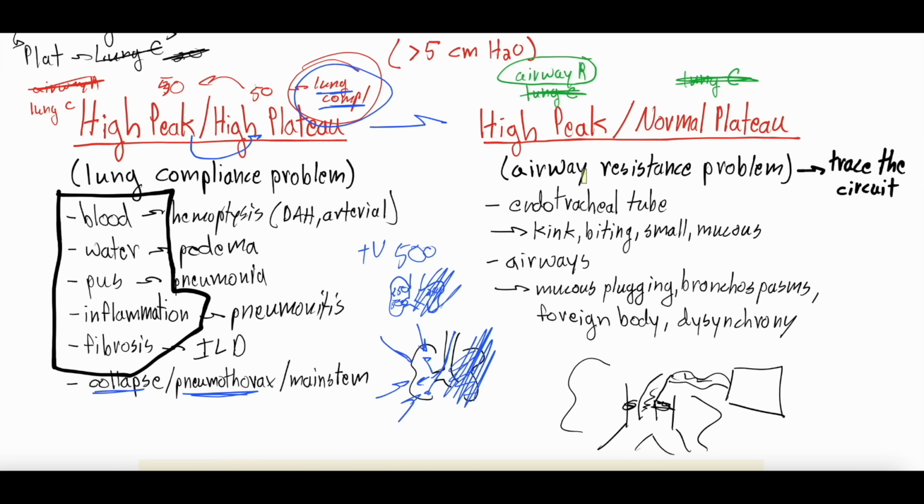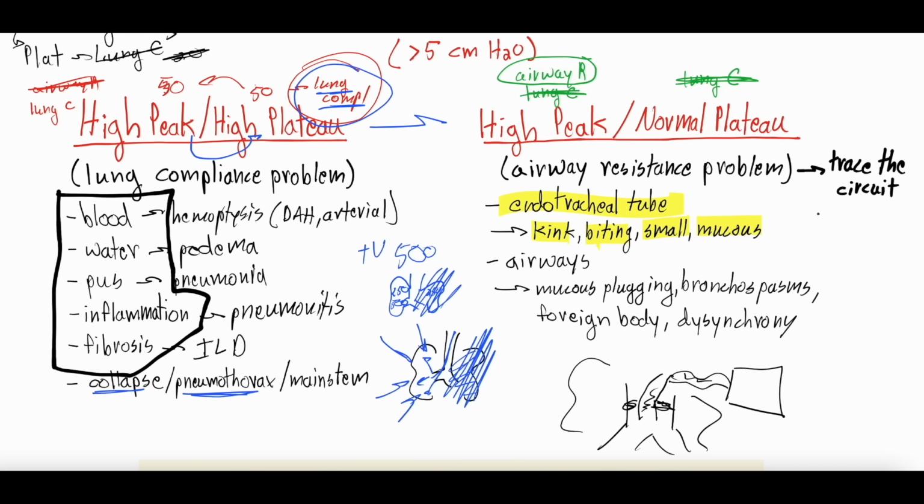So the first thing you always think about is endotracheal tube pathology. Is there a kink in the tubing? Is the patient biting the tubing, making it smaller? Is the endotracheal tube too small to start with? Is there mucus built up, right? Because all those things are going to increase airway resistance.